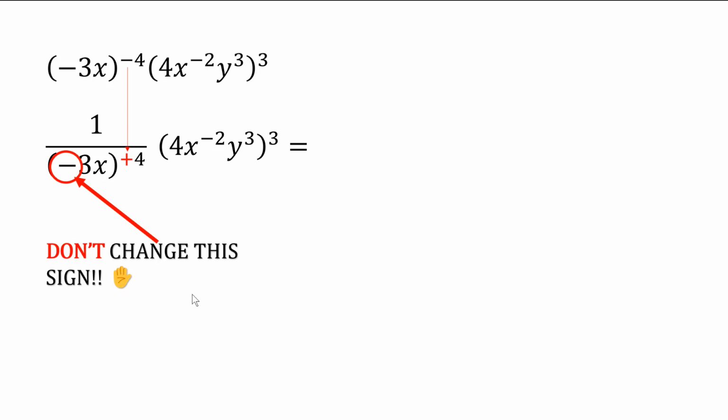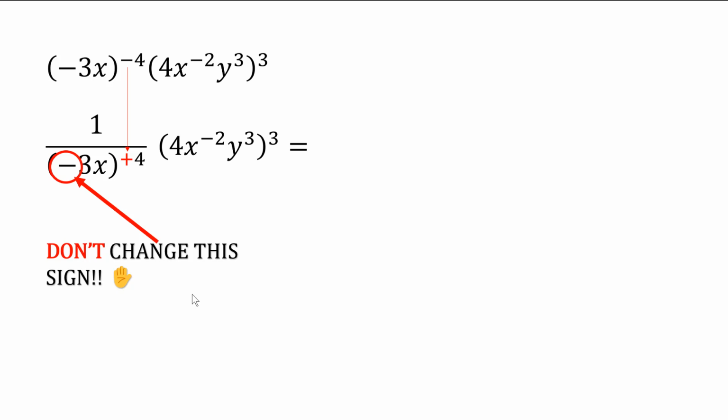Don't forget that you don't change the sign on the base. You only change the sign on the exponent. So negative 3x to the negative 4 is not 1 over positive 3x to the positive 4. It's 1 over negative 3x to the positive 4.